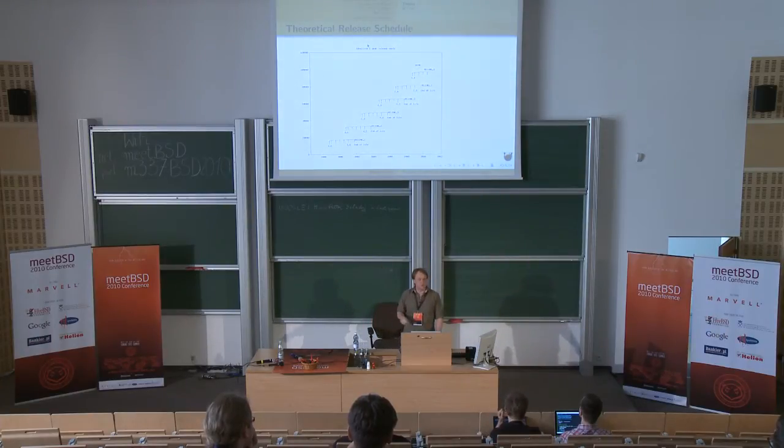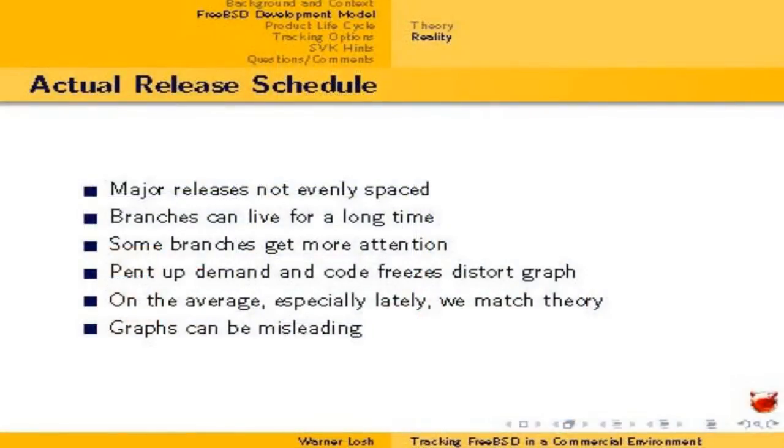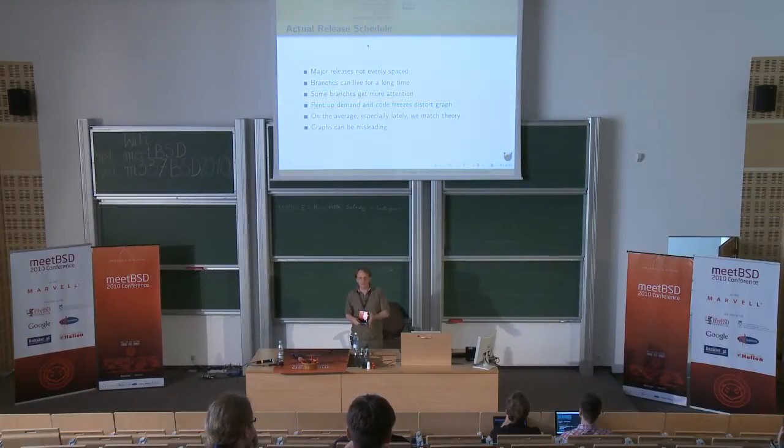As anybody that's been involved in the project for a long time knows, the reality is a little bit different. Major releases haven't been perfectly spaced through the span of the project. I'll show you a graph in a moment that illustrates this. Branches can live for a long time. I think we've had 2 branches that have died after only 3 years. Most of them live much longer. Some branches seem to be better than others. The 4.x branch lived for many, many years and got a lot of attention. The 5.x branch, the very next one, died fairly quickly, and didn't get that much attention after 6.x was branched.